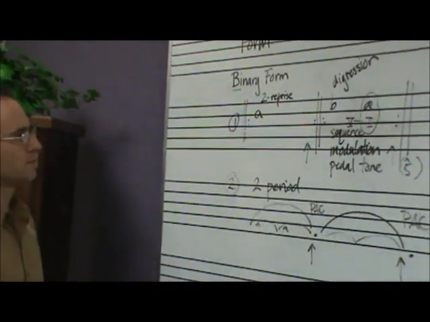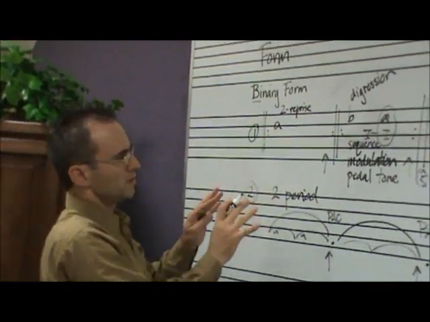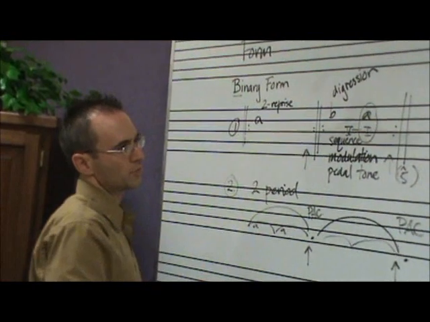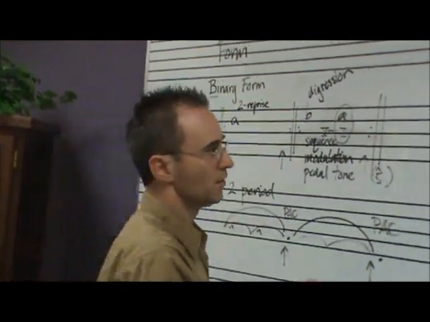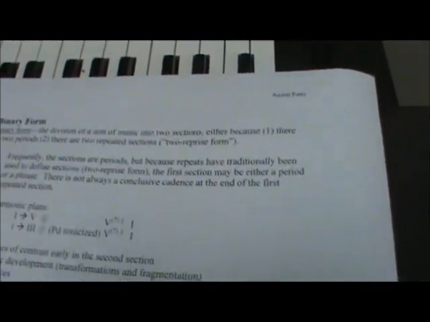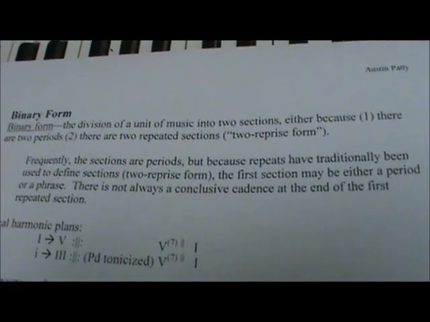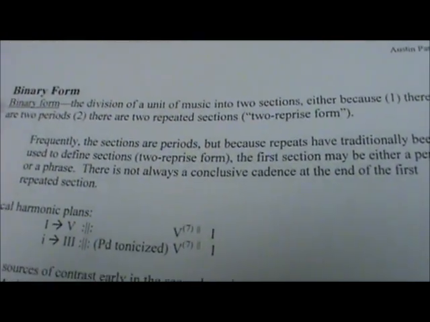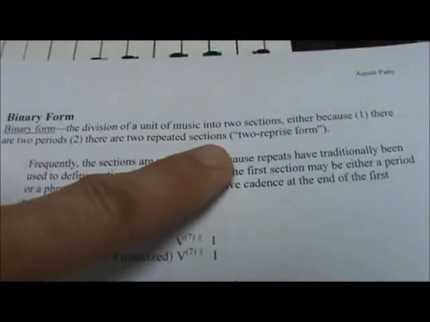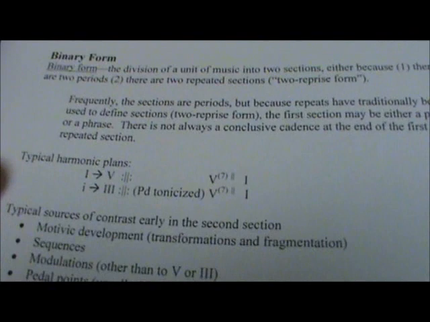Okay, there are some terms that I need to present to you too. I'm tending here with this digression to portray one particular one that is very common. I'm going to have you look at this thematic design sheet here, because this is the sheet I want you to look up. It's all about binary form. It defines it at the top. Division of a unit of music into two sections, either because there are two periods, or because there are two repeated sections, two reprise form. I give some typical harmonic plans, but I'm going to jump down.